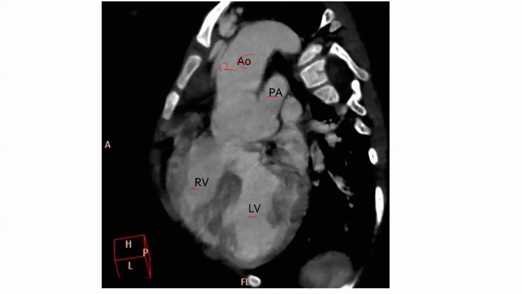Persistent truncus arteriosus, as you can see here. There is no partition in there. It's a common channel. Very good. Persistent truncus arteriosus. Wonderful.